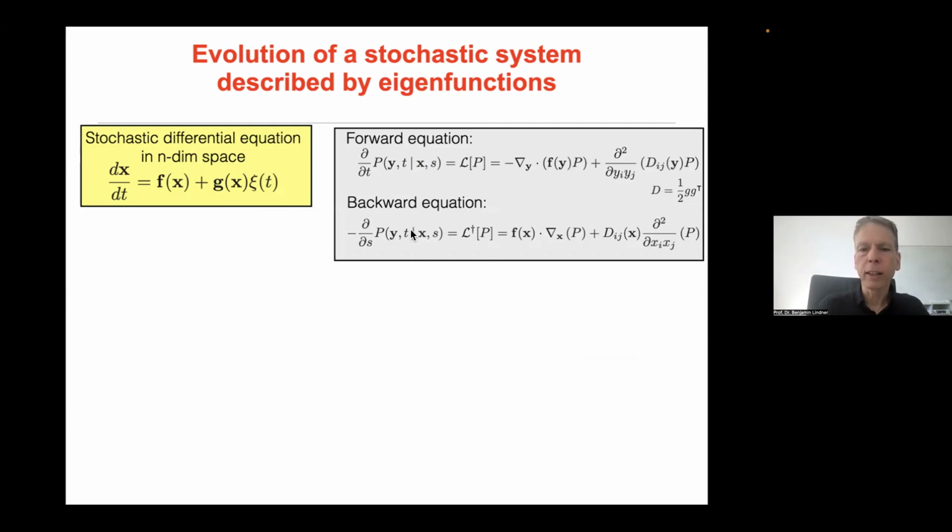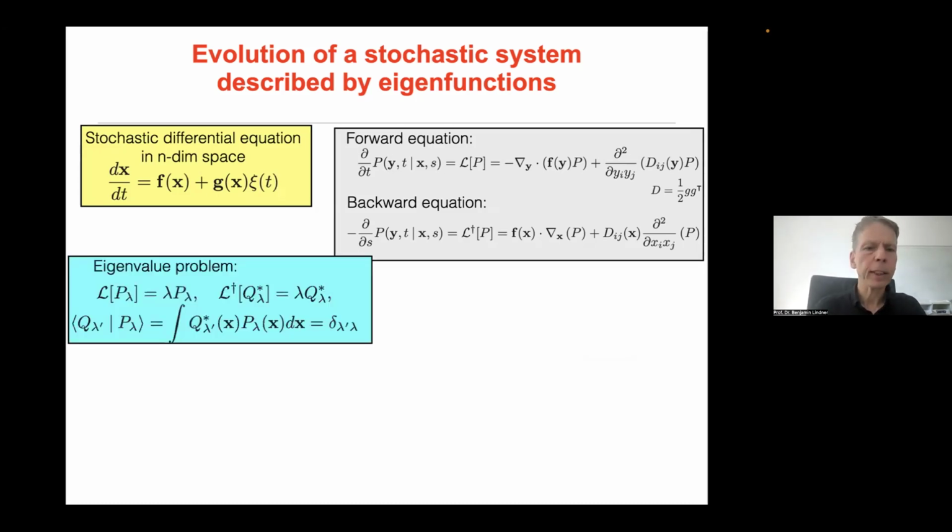a backward equation that describes the evolution of the probability density of an ensemble of trajectories either forward in time or backward in time. So this P(y, t | x, s) tells you how many realizations of the process will sit around the point y at time t, given that we have started them at point x at an earlier time s. Now, these partial differential equations are characterized by differential operators L and L dagger. And L dagger is in particular also known as the stochastic Koopman operator.